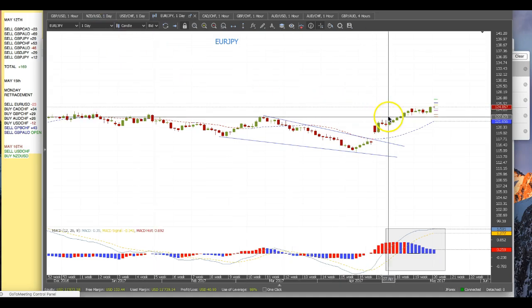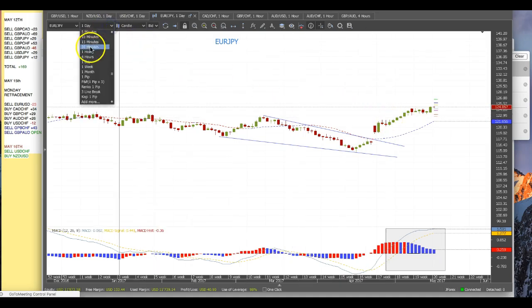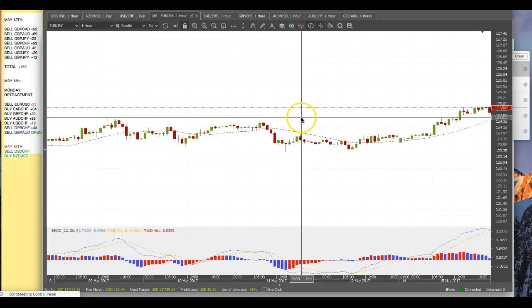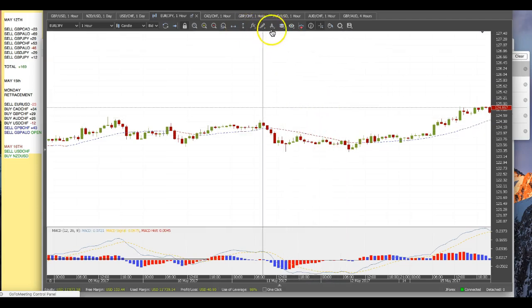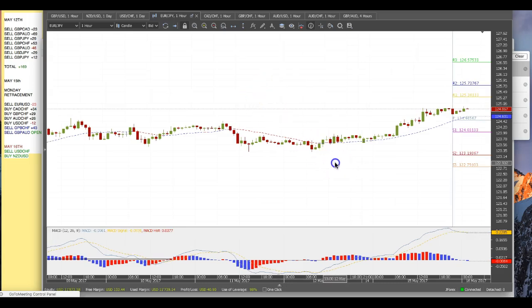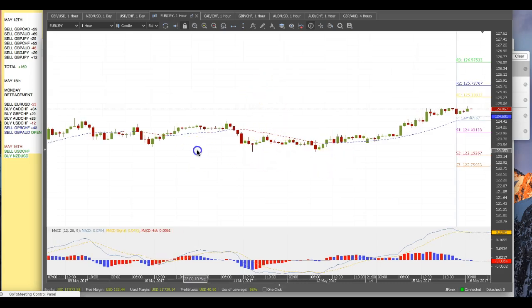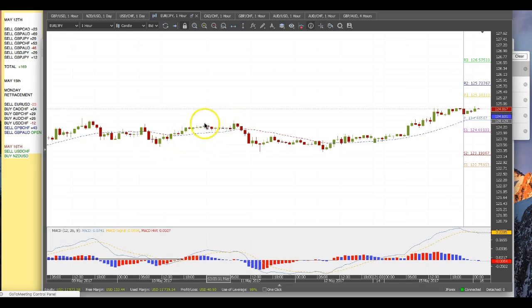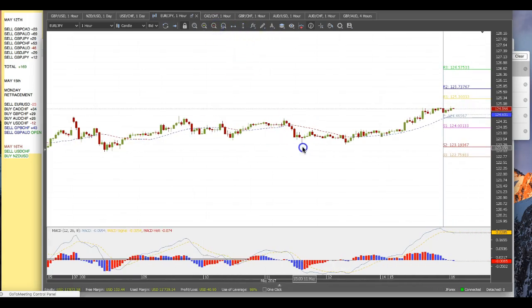So I look at my daily chart, I scroll down to the 1-hour chart, and I start looking for buying opportunities. Now on the 1-hour chart, the market is all over the place, right? Euro Yen rallies, it sells off, it rallies, it sells off. You don't know where the market is going on a 1-hour chart. You have no clue.